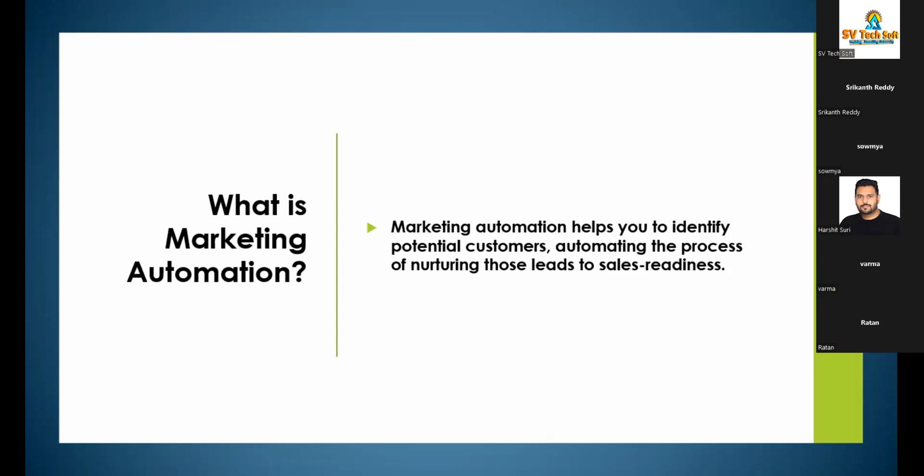So marketing automation helps you identify potential customers and automates the process of nurturing those leads to sales readiness. So guys, to sell any product, you have to nurture that person. Continuously, you have to send him communications in one way or another so that you keep an impact of your brand in his mind. If you can't keep an impact of your brand in a customer's mind, you can't sell any product to him. That is why you have to continuously maintain a relationship with the customer, and that relationship is only possible with the help of marketing automation.